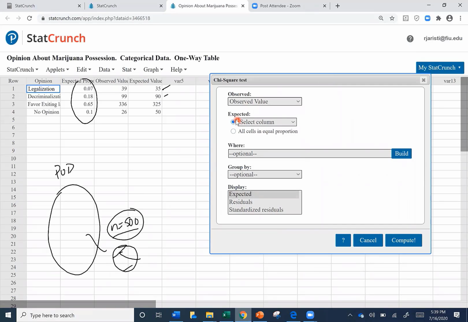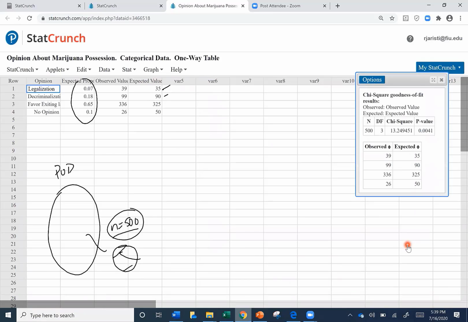Where is the expected value located? The expected value was computed in this column, the expected value column. And that's it. Compute. That is the result. This is the observed value, the expected value, 500 people, and the degree of freedom is 3.